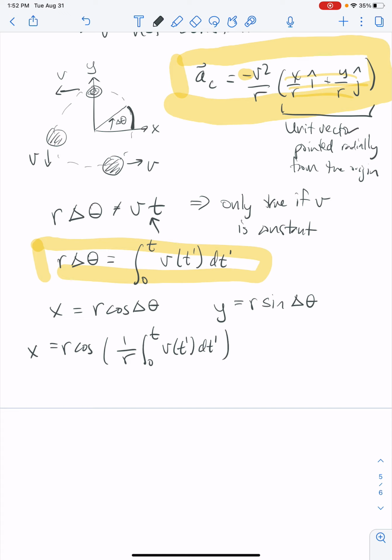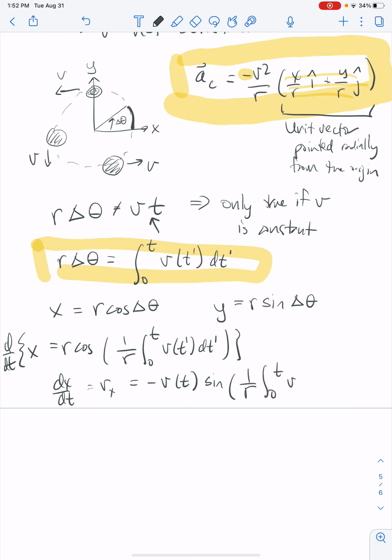Okay, so now let's take our next step of differentiating this equation with respect to time, okay? So that's going to give us dx/dt, which is our vx. And that is going to give us negative v of t sine of (1 over r, integral from 0 to t, v of t prime dt prime). I basically used the chain rule to do this, and the 1 over r inside our cosine canceled out with the 1 over r outside.